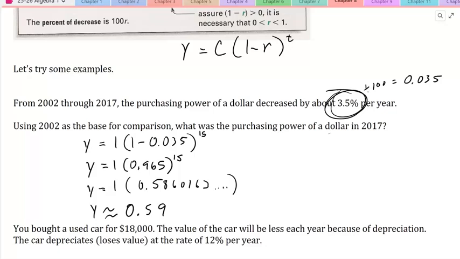Well, that means in 15 years, if the value of the dollar goes down 3.5% every year, in 15 years, the dollar will only be worth about 59 cents.